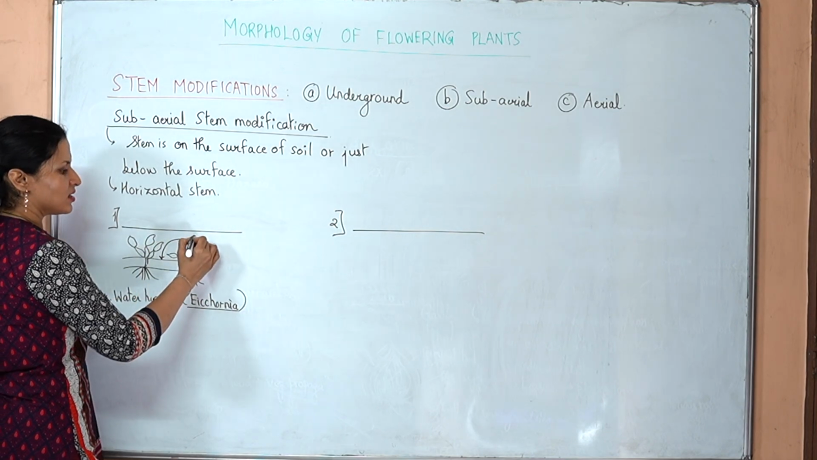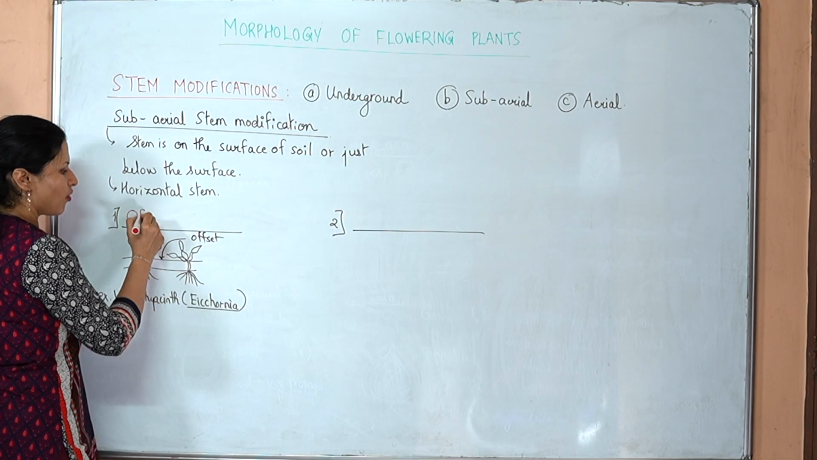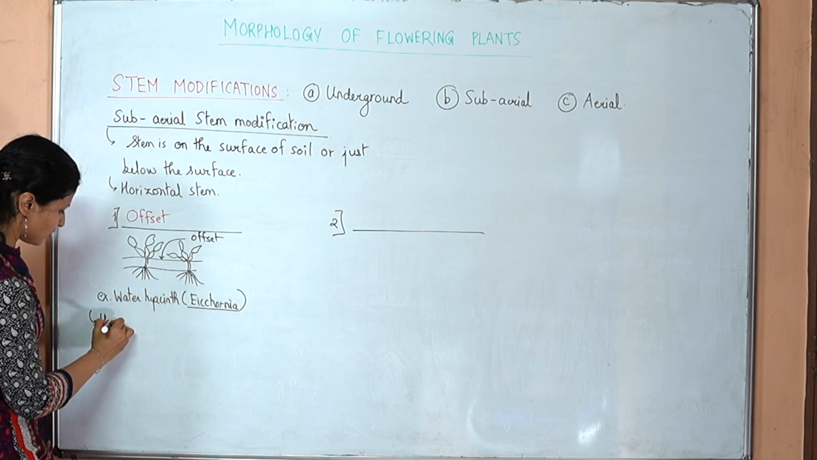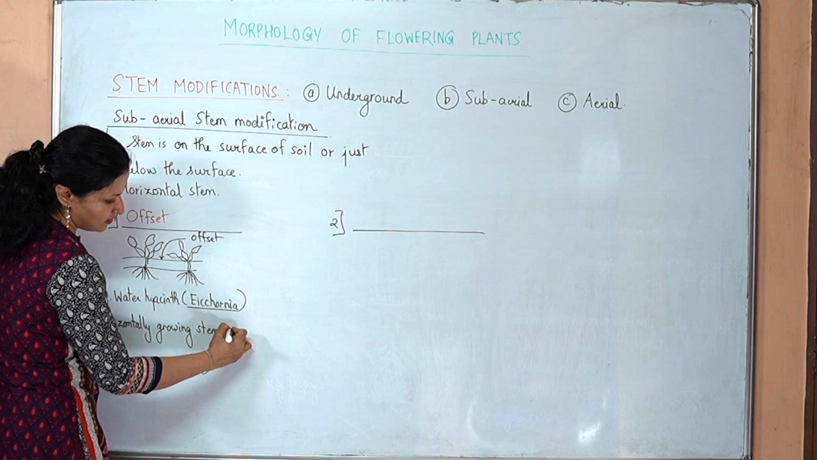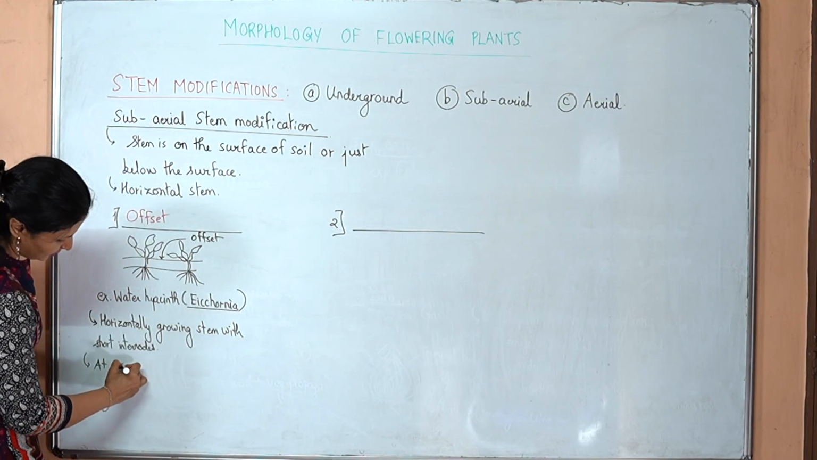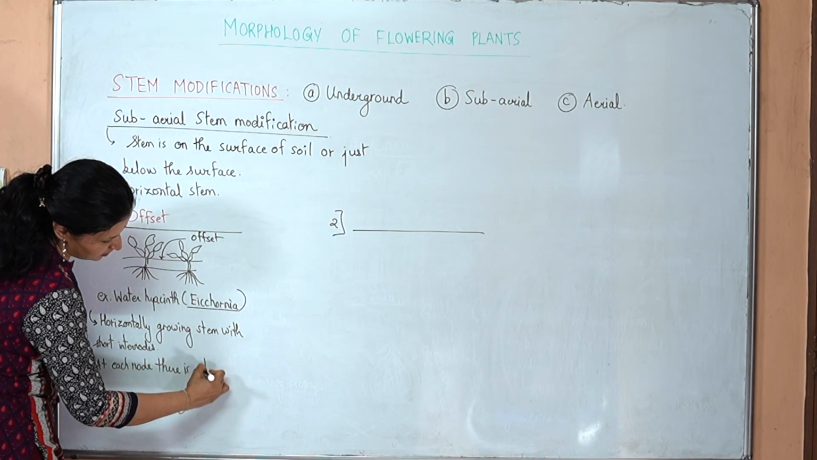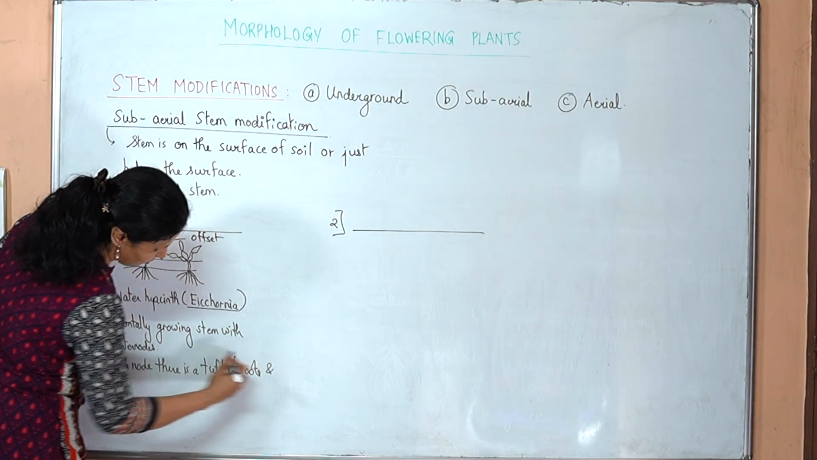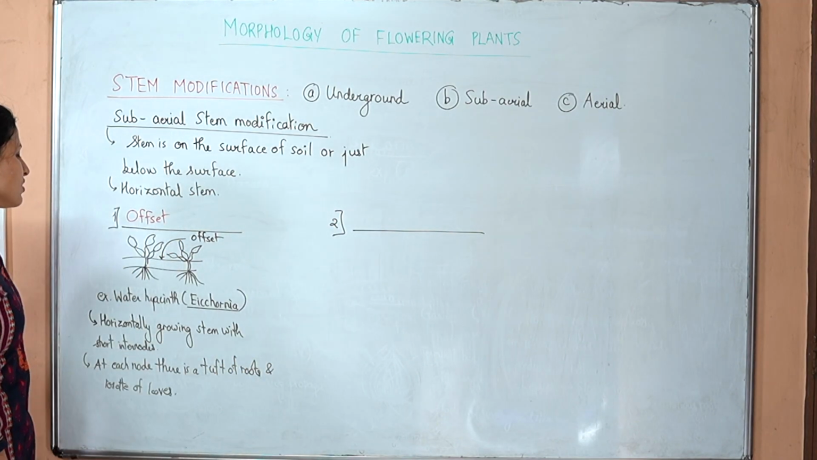This type of stem is known as an offset. Offset. You have to say that it's a horizontally growing stem with short internodes. At each node, there is a tuft of roots and a rosette of leaves. Also flowers will be present.